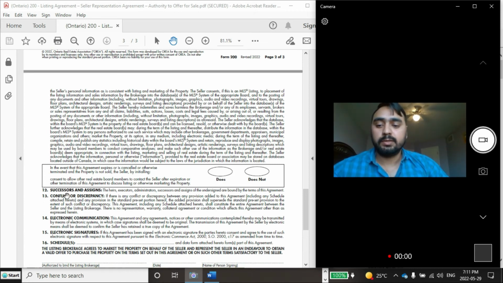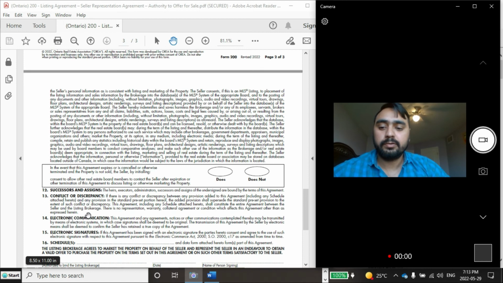So the next one is successors and assigns. This states that estate trustees or any other third party legally acting on behalf of the seller must also abide by the terms of this agreement. Number 13 is conflict or discrepancy. Which basically means if there is any other schedule or additional information added to this agreement by the parties involved that contains something specific that contradicts what is pre-written in this form, then the information on the attachment will supersede what is on the form.